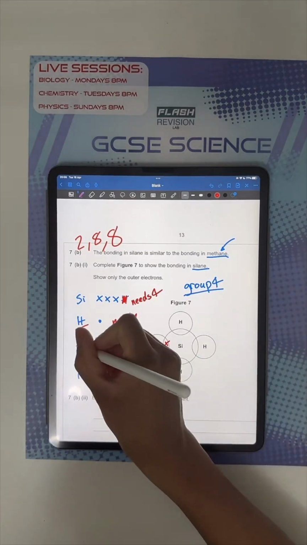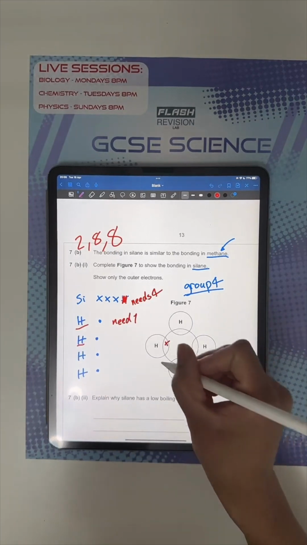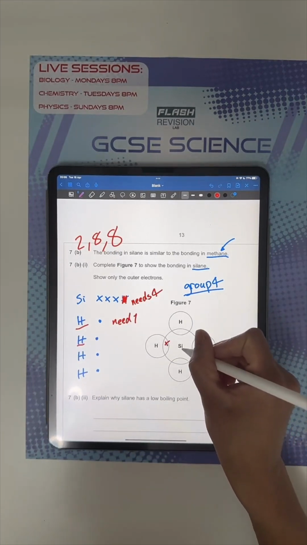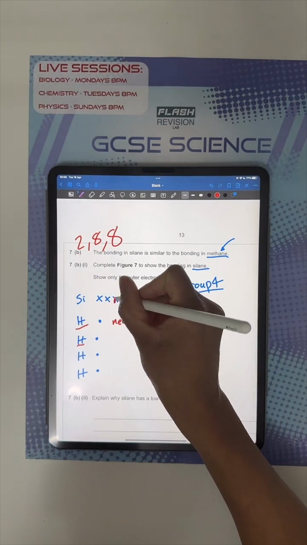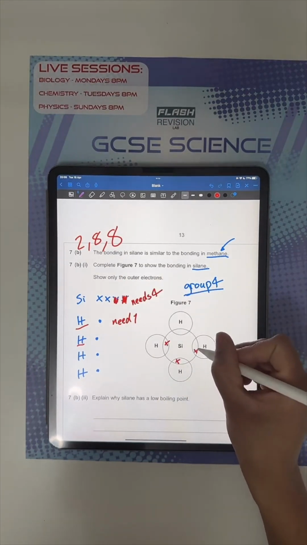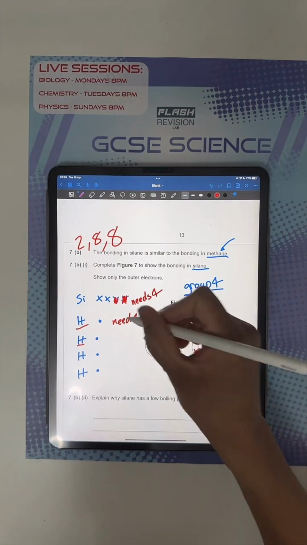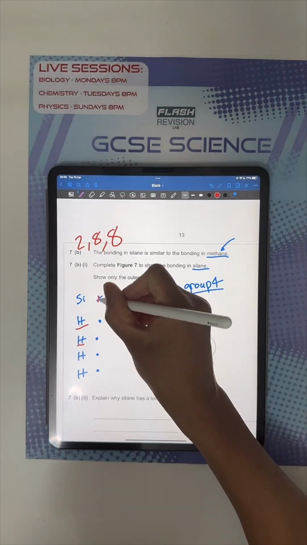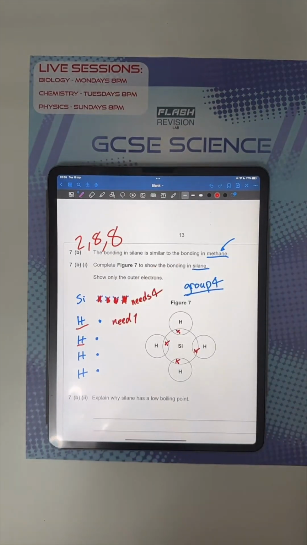We can do that with this hydrogen as well. Let's say this hydrogen is that. It's going to share one of the ones from silicon here. And we can do the same for this and for this. So what we've actually done is we've used up all 4 crosses here.